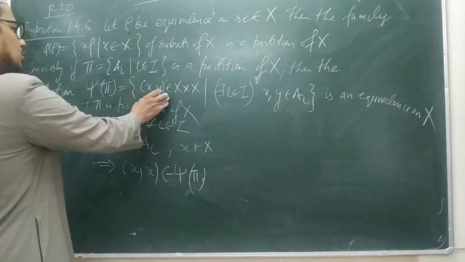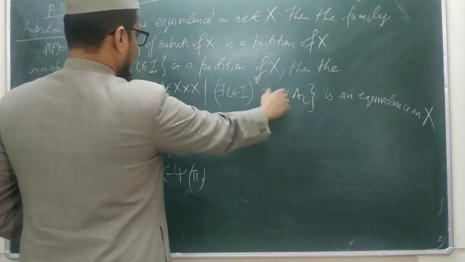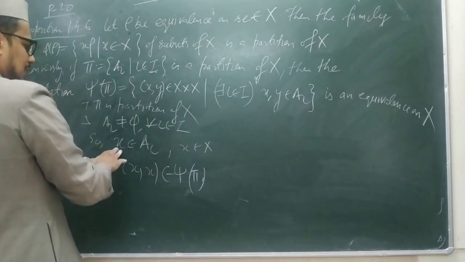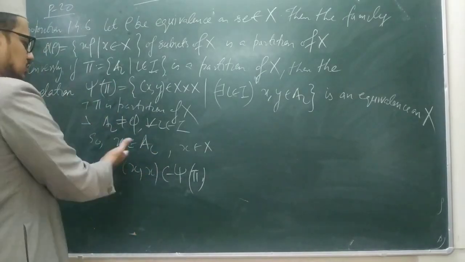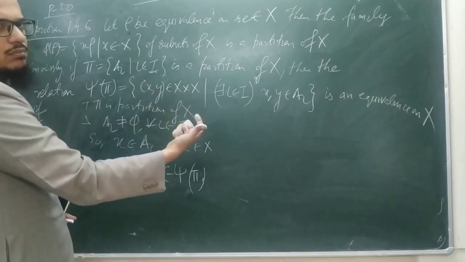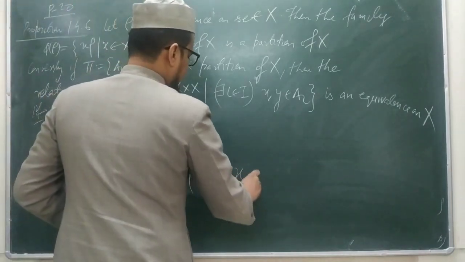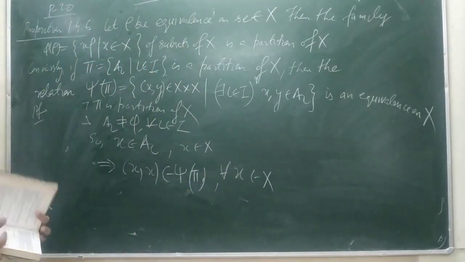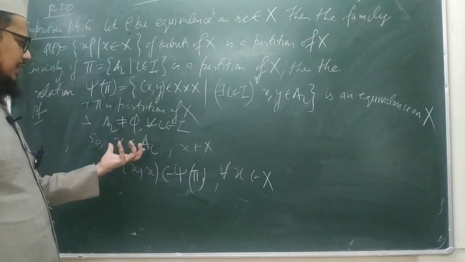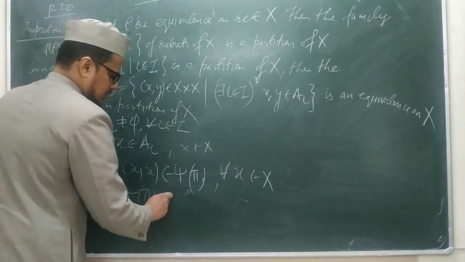because you see (x, y) belongs to psi pi such that there exists some i belonging to I with (x, y) in ai. So if (x, y) goes in ai, then (x, y) goes in psi pi, correct? So here every ai must contain some element. x goes in ai, so (x, x) will go, and different x goes in different aj, for example, then again you can say (y, y) goes in psi pi. So in this way (x, x) belongs to psi pi for every x belongs to X. Because ai is non-empty for every i, and x is arbitrary. It implies that psi pi is reflexive.